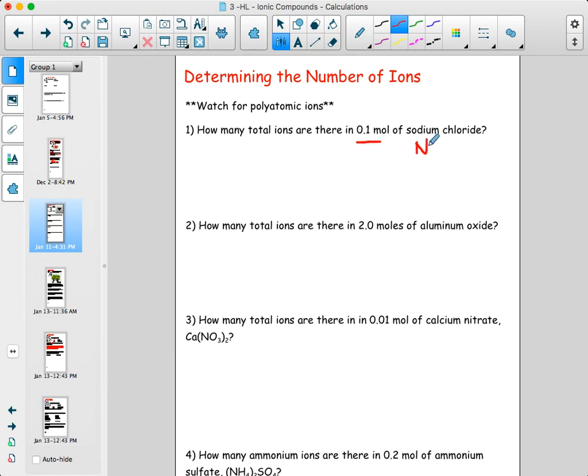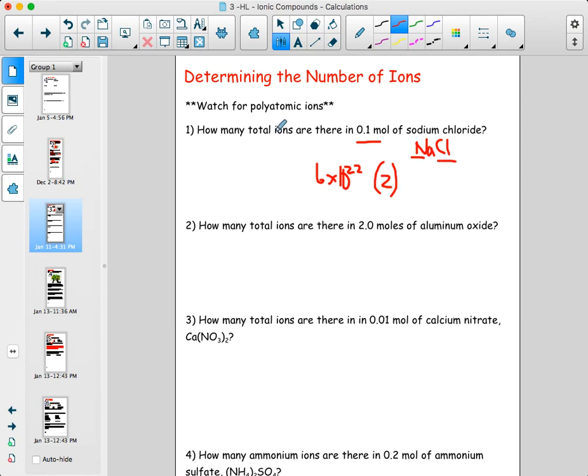Well, in sodium chloride, there are two ions, just like we could have said there are two atoms in sodium chloride. So you could convert the 0.1 times Avogadro's number and get 6 times 10 to the 22nd as the number of formula units. And then if you wanted the total number of ions, it would just be times 2, because there are 2 ions in every one formula unit, 1 sodium ion and 1 chloride ion.